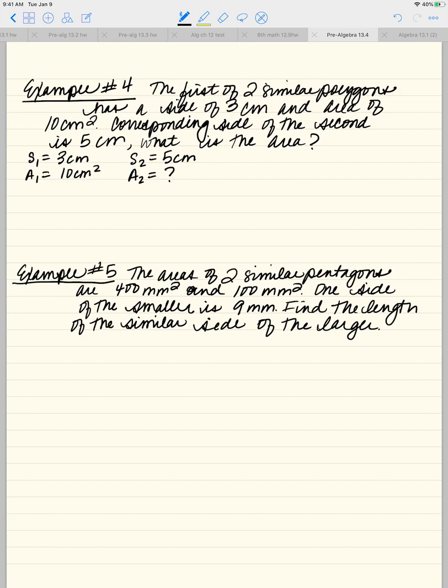So what we're going to do with these is we are going to say area 1 over area 2 is equal to the square of the corresponding sides.